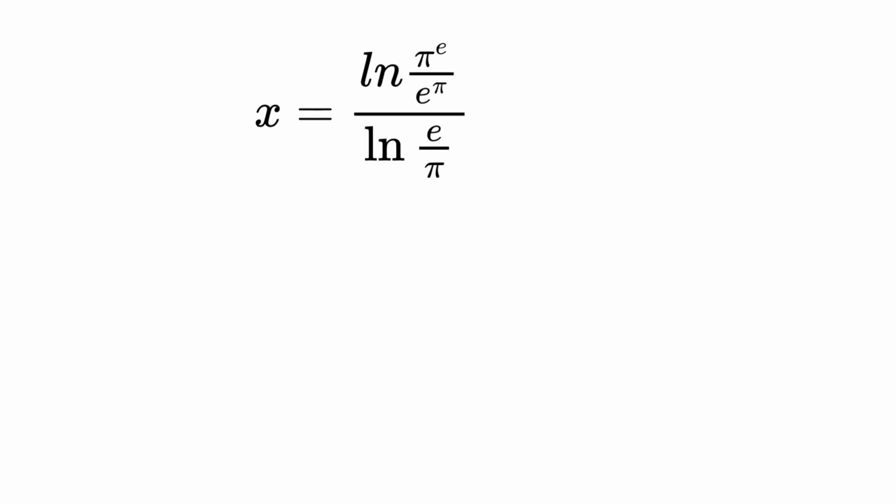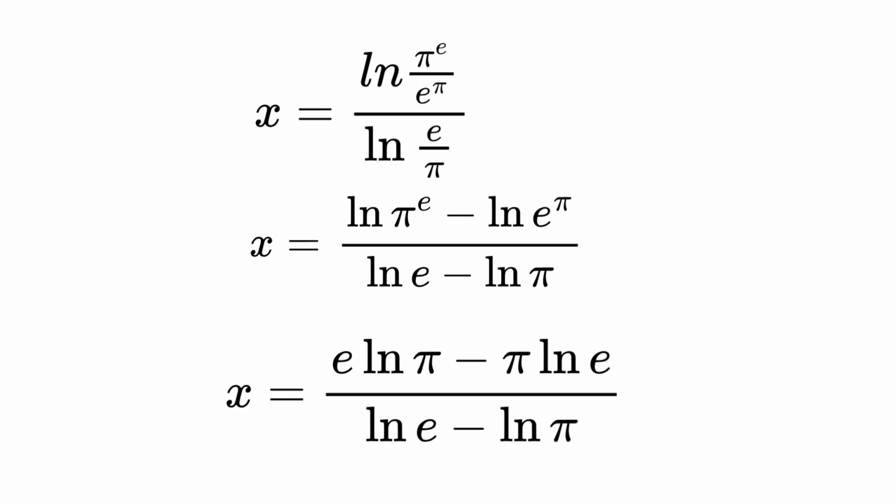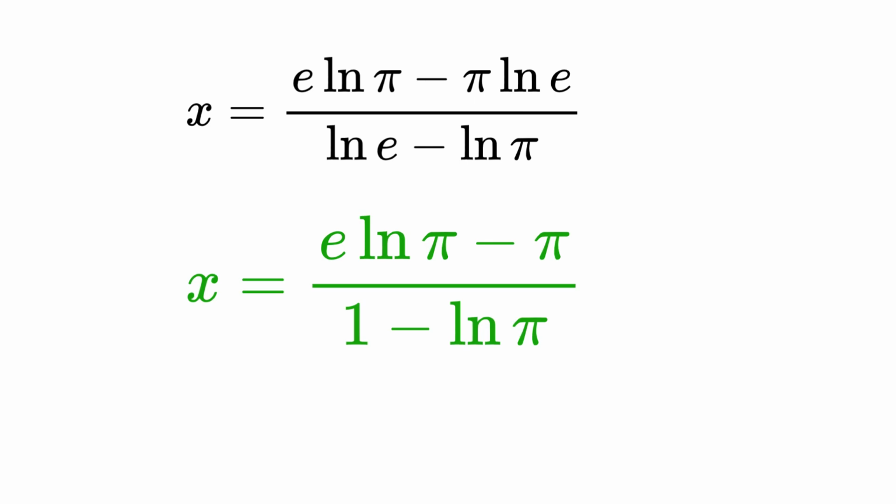We know that ln(a/b) = ln a − ln b. Then we get x = (ln π^e − ln e^π) / (ln e − ln π). Then we write x = (e ln π − π ln e) / (ln e − ln π). We all know that ln e = 1. Then we get x = (e ln π − π) / (1 − ln π).